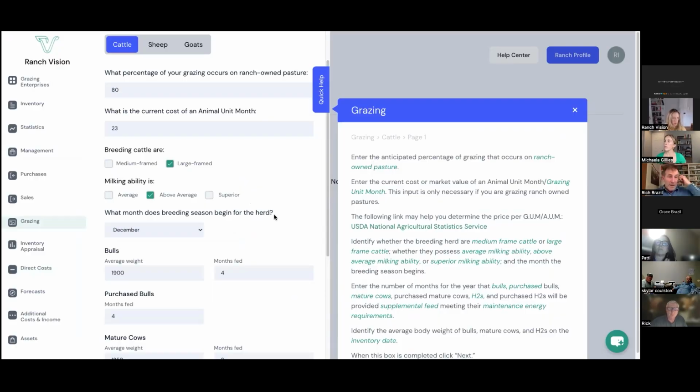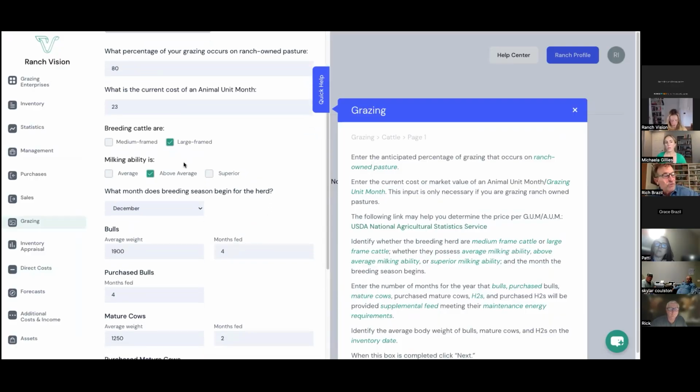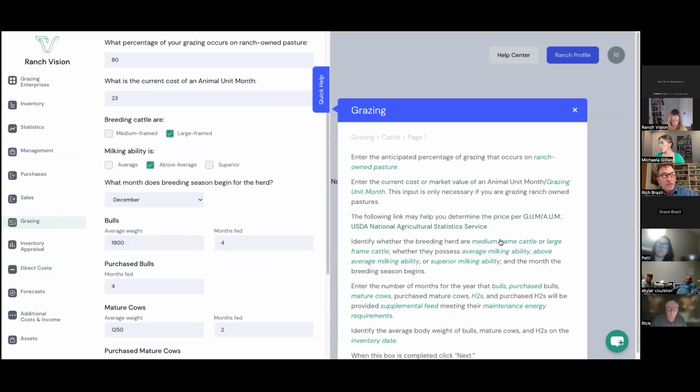Go ahead and go back. And then we just need a few more questions to know how much grass these animals are going to eat. So are they large framed or medium framed? What's their milking ability considered? All these more detailed descriptions are in the quick help. When does the breeding season begin? What are the average weights of these animals? Are they being provided supplemental feed during the year, and if so, how many months? We're assuming that that's being done at maintenance levels.